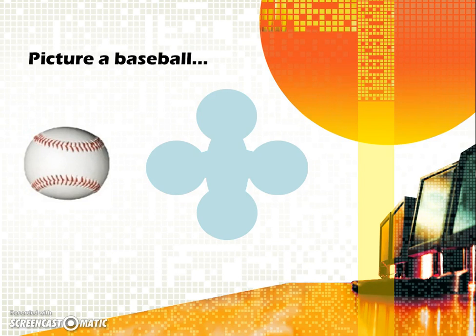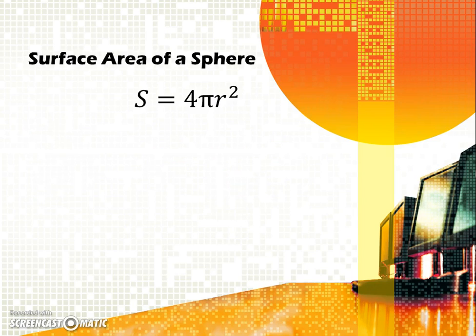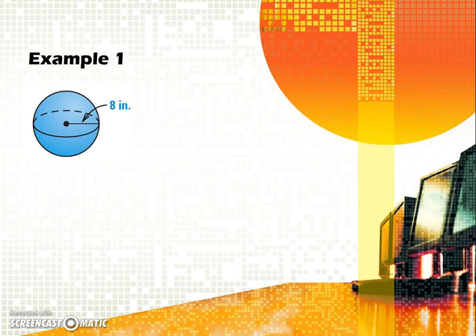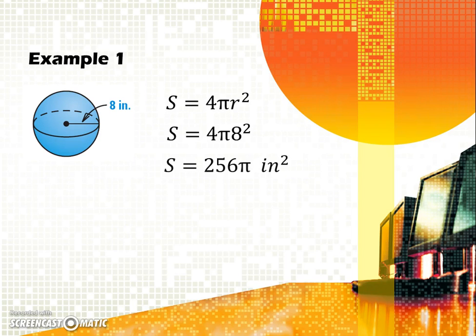So here we've got a picture of a baseball. This is what the net looks like on the right. It's very interesting. The surface area of a sphere idea was that it created 4 circles when we created the net. So it's 4 times the area of a circle, pi r squared. Here the radius is 8, so we do 4 times pi times 8 squared, and we get 256 pi. That's it for surface area of a pyramid, cone, and sphere.